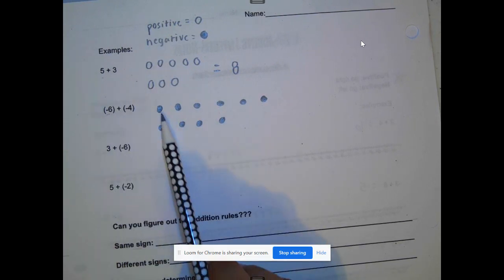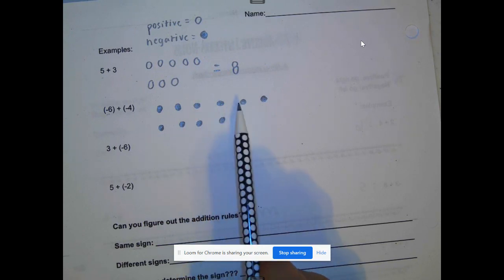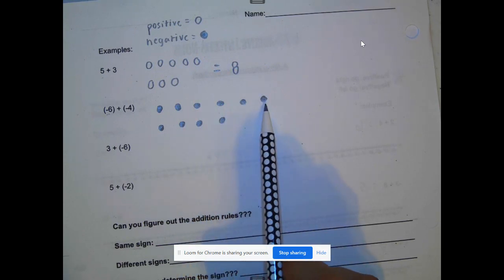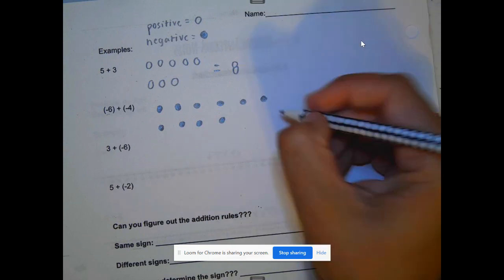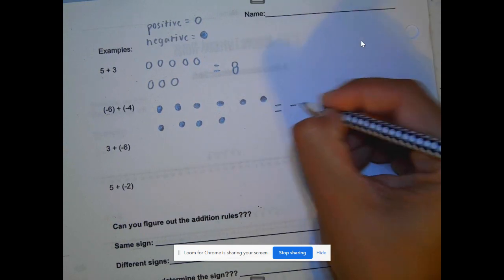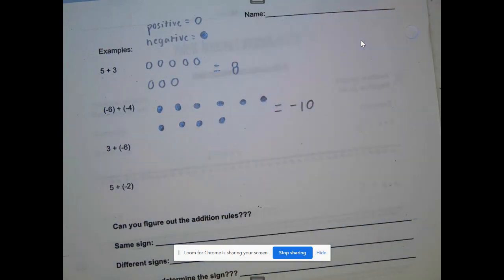Now we got to count them. 1, 2, 3, 4, 5, 6, 7, 8, 9, 10. I can't count. Oh my goodness. 1, 2, 3, 4, 5, 6, 7, 8, 9, 10. There we go. So it gives us negative 10 because we have 10 closed circles.